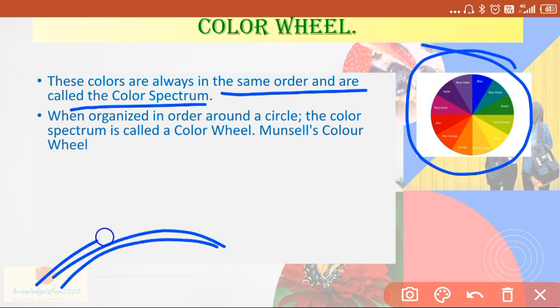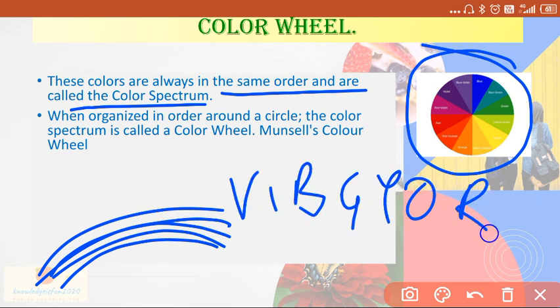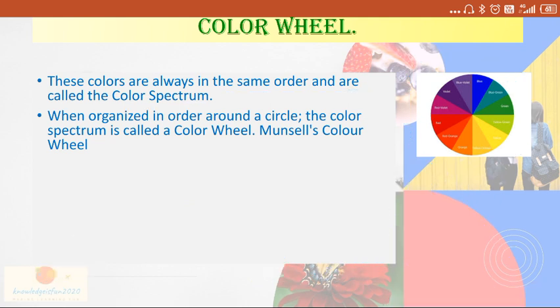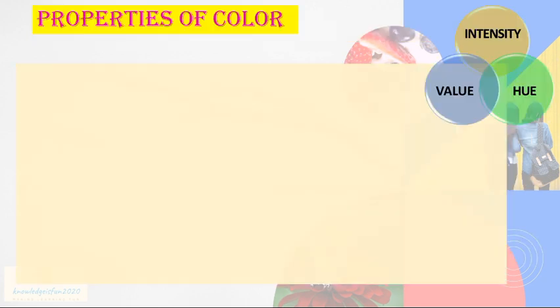You must have seen a rainbow. It's always Vibgyor. Have you ever seen the R come first, then G, then Y, then B? No, right? So they are always in the same order, and when these colors are organized in a circle, the color spectrum is known as the color wheel, the Munsell's color wheel. When all the light rays are reflected, the color is white, otherwise black. So these are 7 colors, that is Vibgyor, and sunlight is composed of these 7 visible colors along with the ultraviolet and the infrared rays.